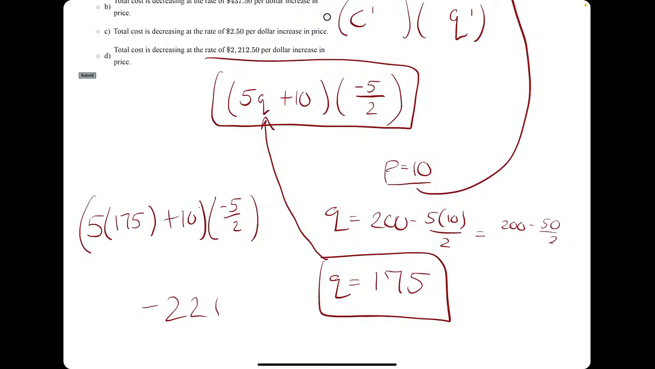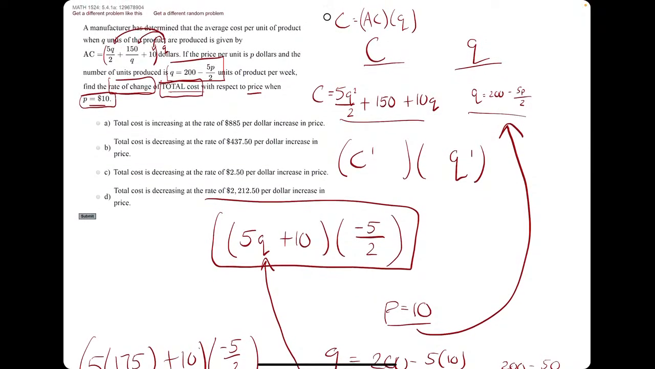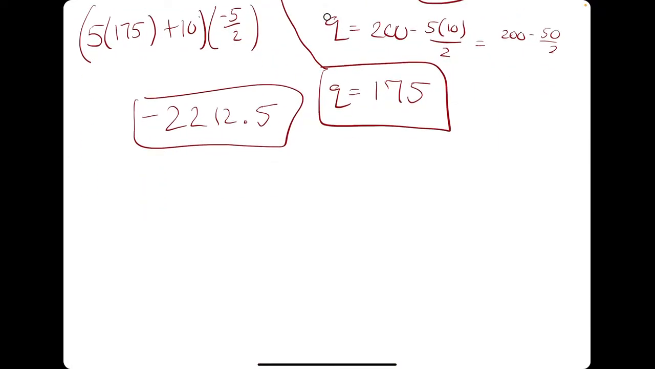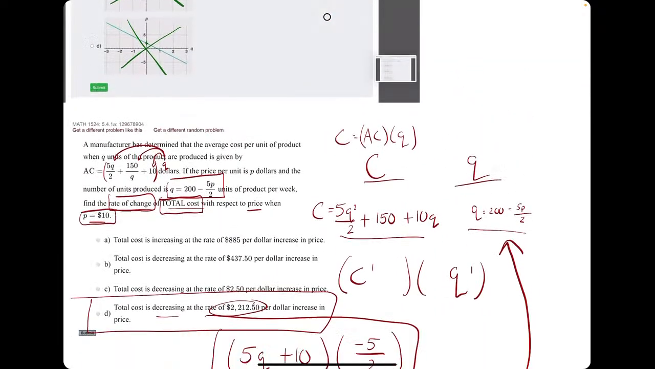Negative 2212.5, which corresponds to a decreasing rate of 2212.5. That problem is a bear. So hopefully this makes sense. If you have any questions, let me know.